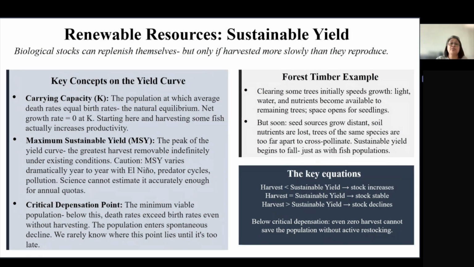The key relationships are simple to state. If harvest is less than sustainable yield, the stock increases. If harvest equals sustainable yield, the stock remains the same. If harvest exceeds sustainable yield, the stock declines. And if the stock falls below the critical depensation point, even reducing harvest to zero cannot save the population without active intervention.